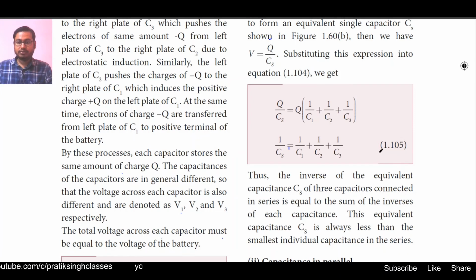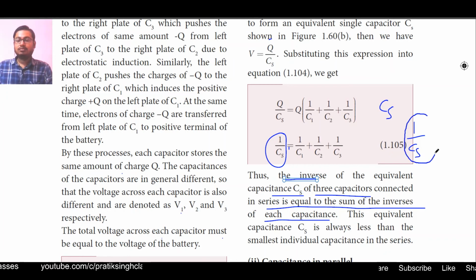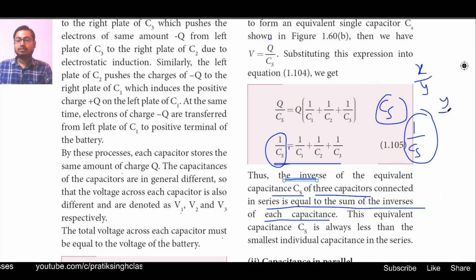So up to this equation 1.105 we have seen. Thus, the inverse of the equivalent capacitance of three capacitors connected in series is equal to the sum of the inverses of each capacitance. You can see here this is the inverse 1 by CS, not CS. The inverse of CS is 1 by CS. So if you have to find the total capacitance of capacitors connected in series, first solve this equation, and whatever value you get, suppose you get x by y, in that situation CS will be equal to y by x. That is how we find the equivalent capacitance.